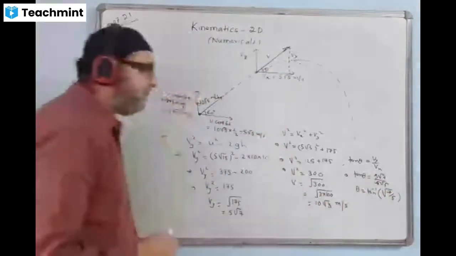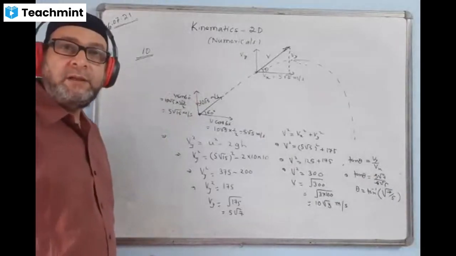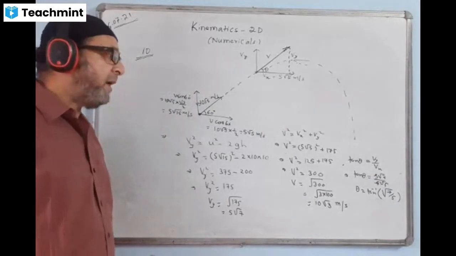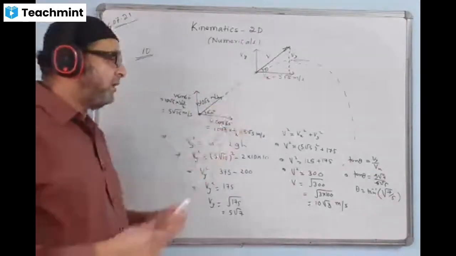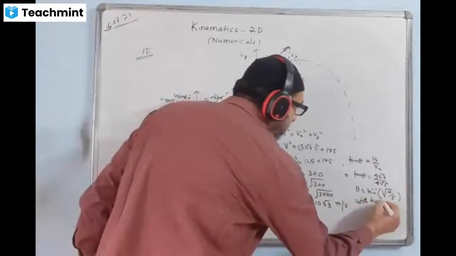You can use calculator and give the answer in degrees. At least one decimal place you can give the answer, and you have to write the answer with the horizontal direction. With horizontal.